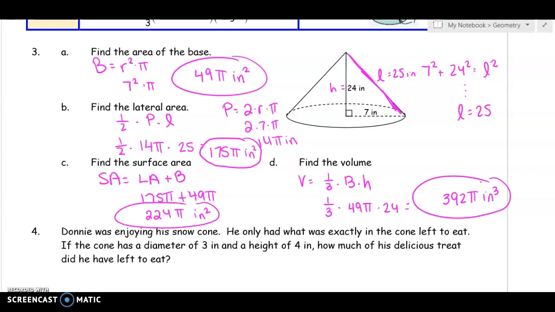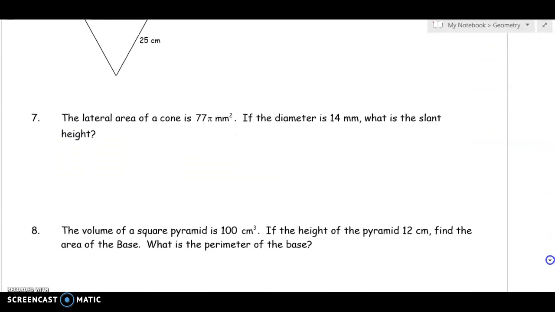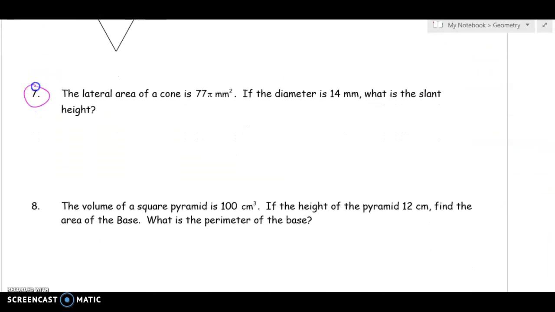Let's see, we're going to skip number 4. Let's skip these guys for right now. Let's go to number 7. It says the lateral area of a cone is 77 pi square millimeters. If the diameter is 14, what's the slant height?